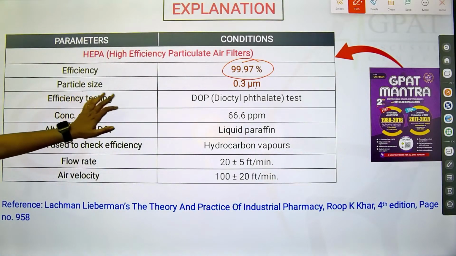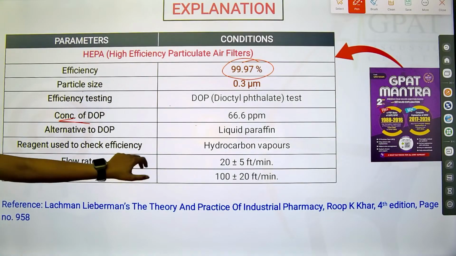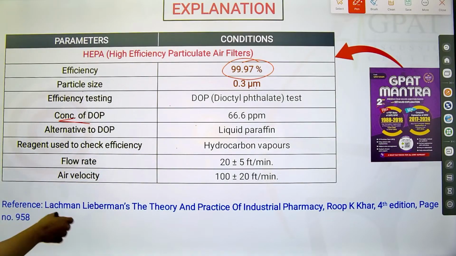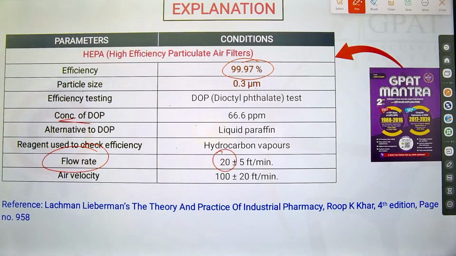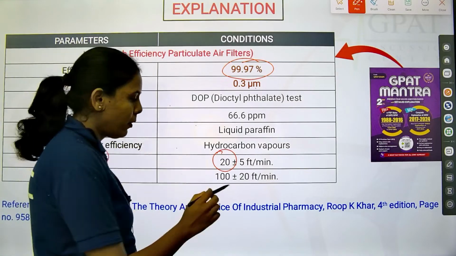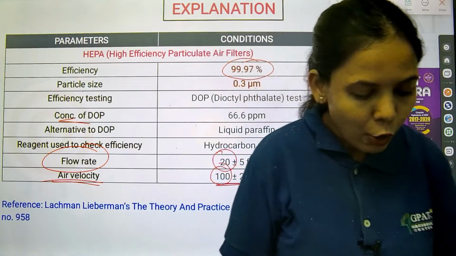Next, efficiency testing is done by the DOP test. 66.6 ppm is the concentration. Apart from that, liquid paraffin and the reagent is used as hydrocarbon. See here, flow rate is 20 plus minus 5 feet per minute. Air velocity, remember the century word because 100 is there, right? So 100 plus minus 20 feet per minute. So I hope you have understood.